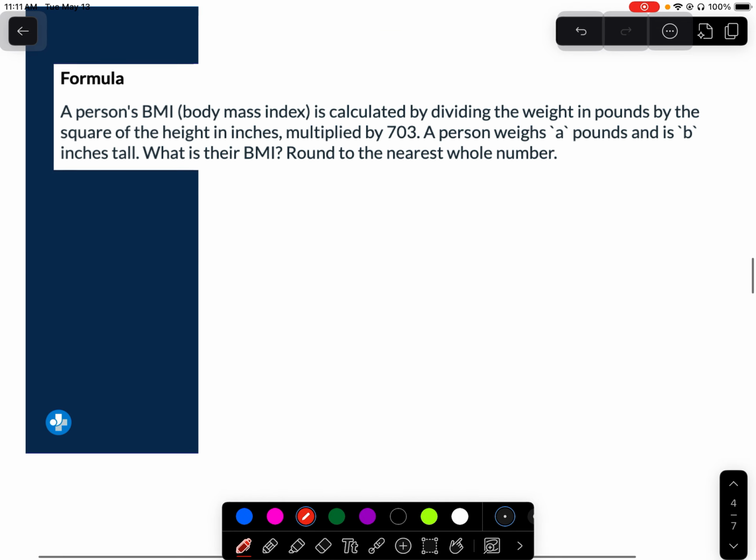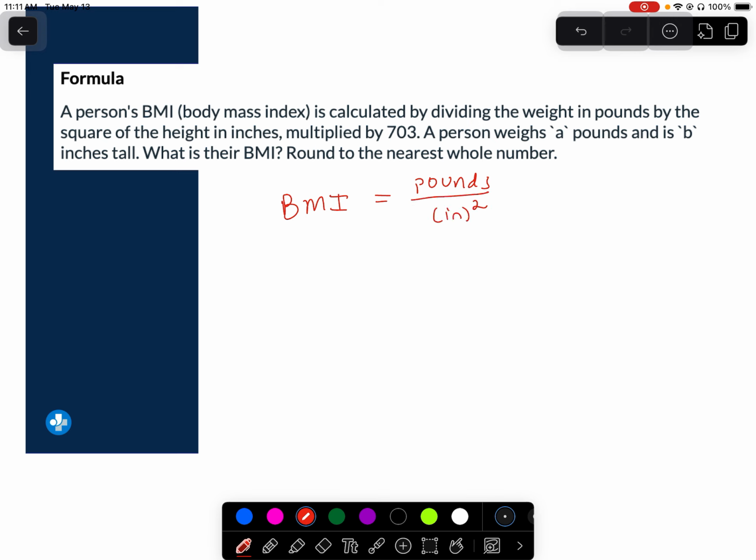Let's do this one. It says a person's BMI is calculated by dividing the weight in pounds by the square of the height in inches multiplied by 703. Okay, I'm going to write that. So BMI is the person's weight in pounds divided by the square of the height in inches. So I'm going to put a little inches squared, multiplied by 703. Okay, so pounds divided by square inches times 703.